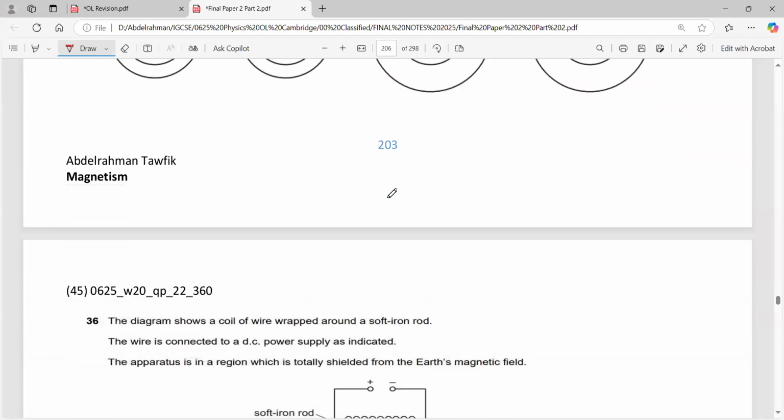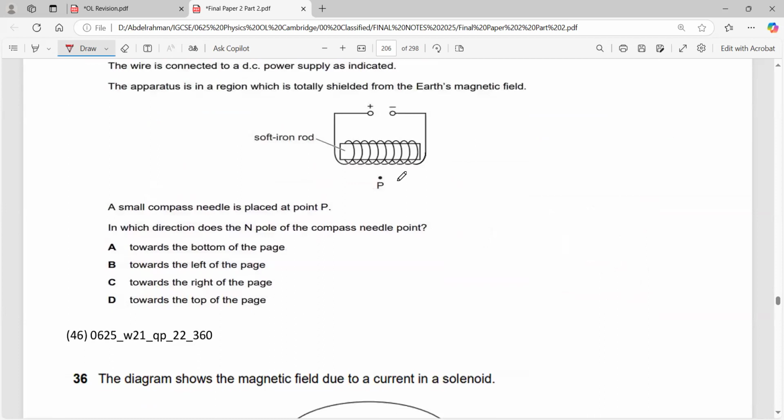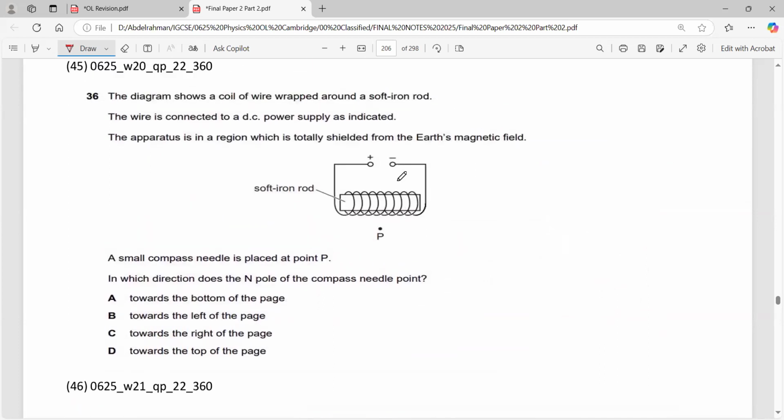I guess this is all I need to say about the magnetism. This is probably the last question I want to solve. You have the soft iron rod from the core, and you have the battery. In which direction is the current moving? The current is moving in this direction.